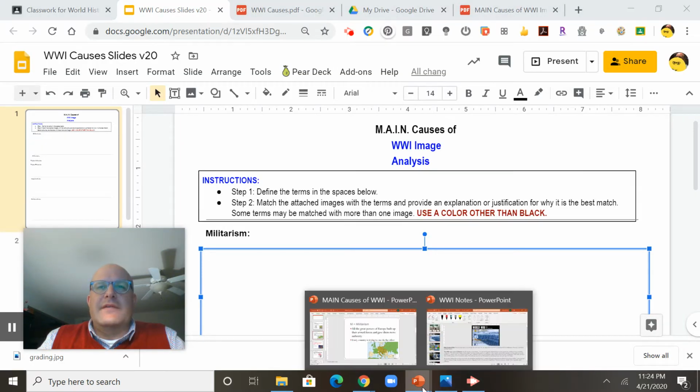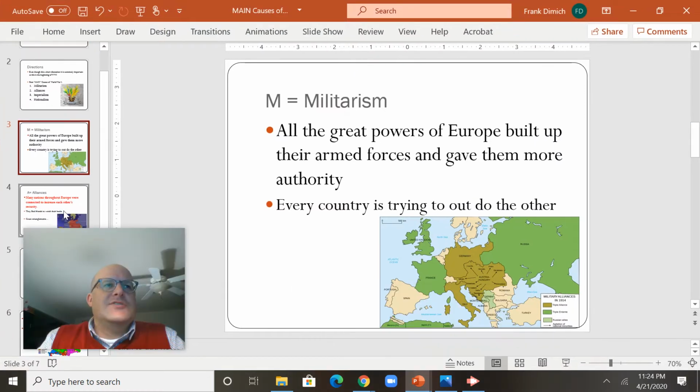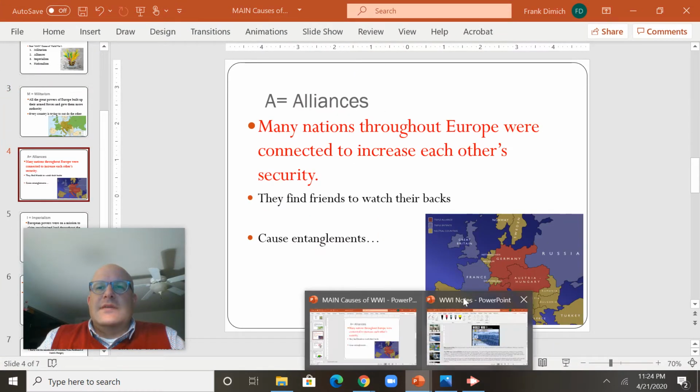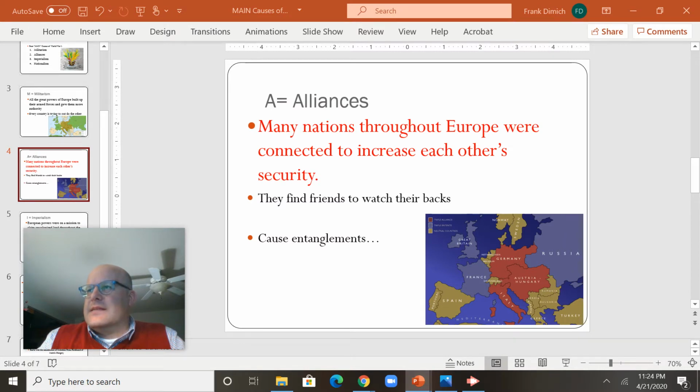So let's keep moving here, now moving into alliances. An alliance, so there's two different alliances. Many nations throughout Europe were connected to increase each other's security. Okay, I'm going to put up another one here that's going to give you a different slide that's going to give you a little different perspective. There was two different alliances.